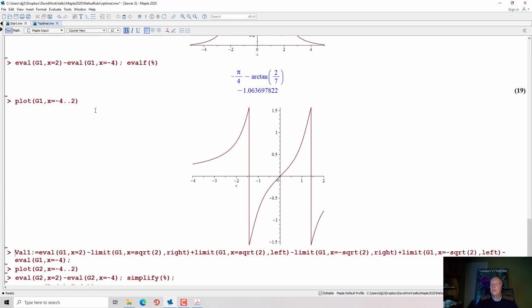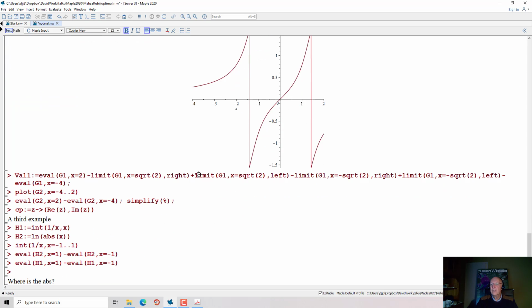In order to evaluate this integral, we're going to have to do it in pieces. We're going to have to go from 2 down to the square root of 2, from the square root of 2 down to minus the square root of 2, and then to -4. And I've done that here.